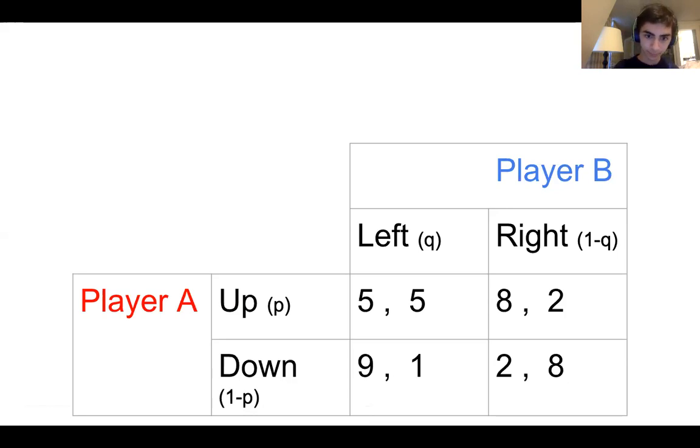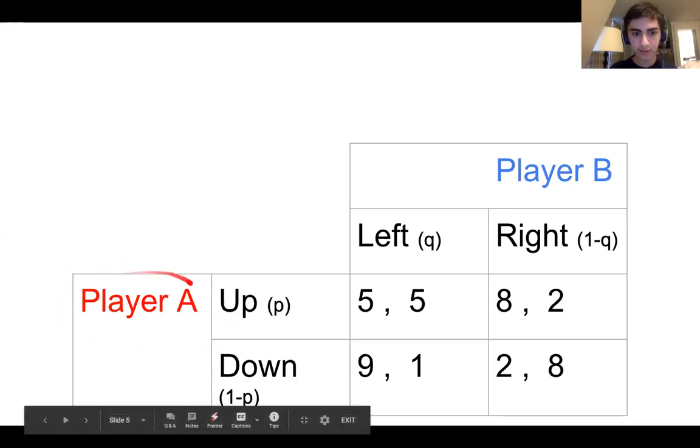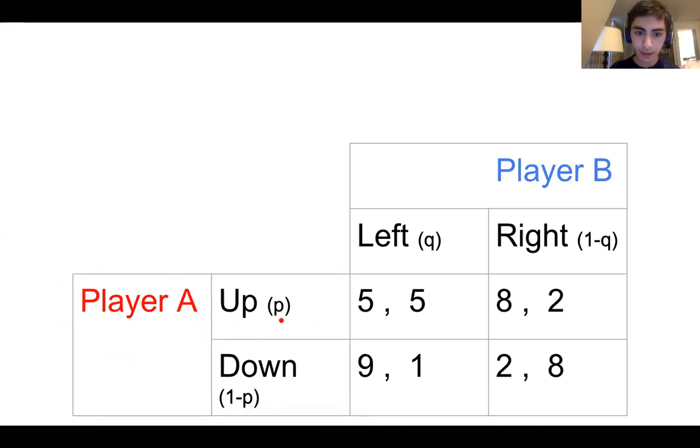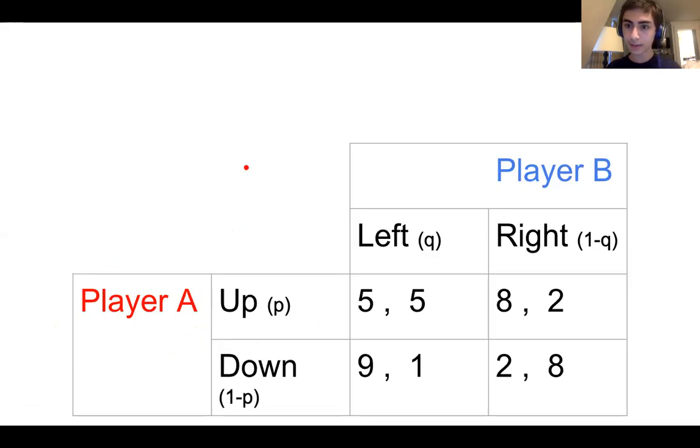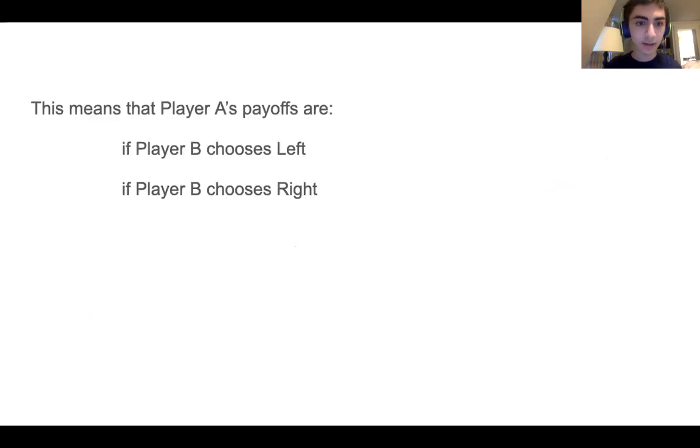All right, so first we're going to consider player A. How should he choose P such that he maximizes his payoffs? We have to calculate what player A's expected payoff is. Given these probabilities, what do we expect player A to get? This means we're going to assume that player A knows what player B is going to choose, and then we're going to move on from there.